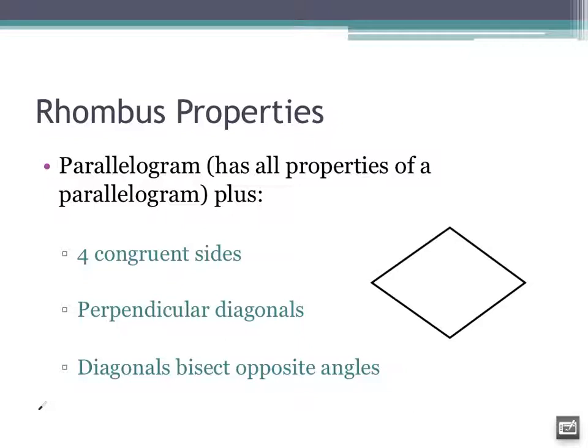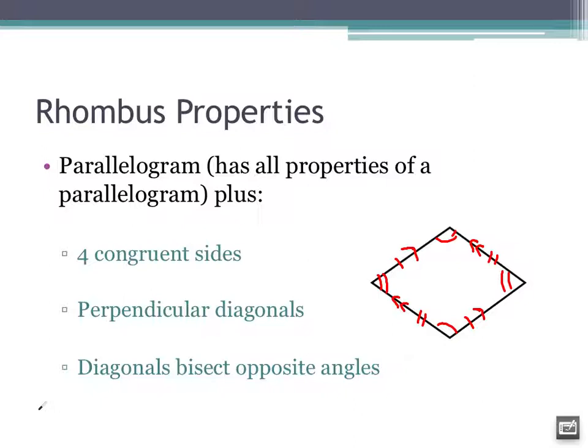Okay, so it's a parallelogram. That means opposite sides are parallel, opposite sides are congruent, and opposite angles are congruent. Okay, so far, those are all the markings of just a parallelogram.